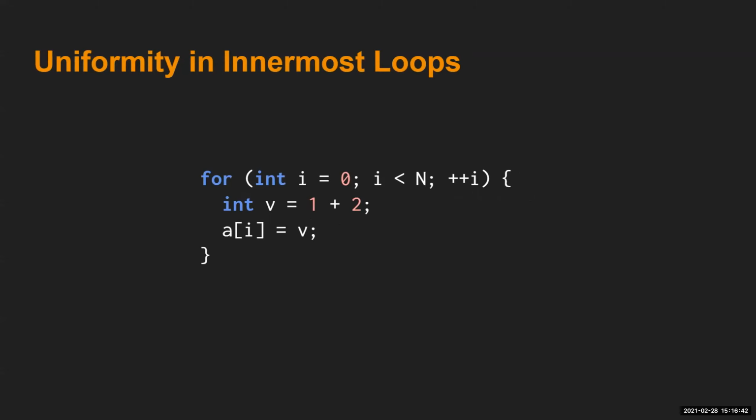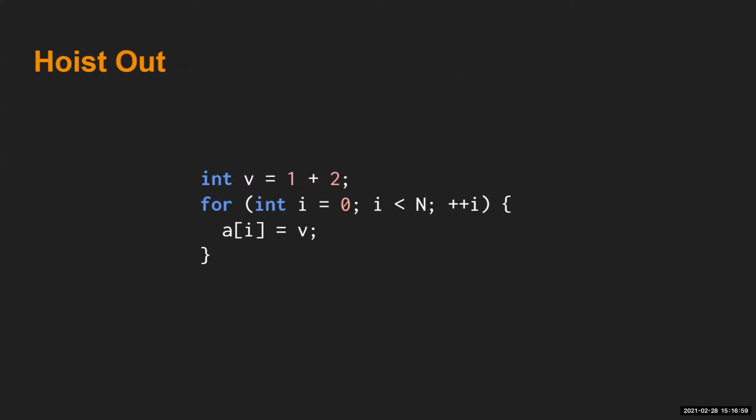Okay, now to the examples. First, innermost loops. Uniformity in innermost loops is really pretty simple. It's the same as loop invariance. So if you have an innermost loop, anything that's loop invariant is uniform, and anything that is uniform is loop invariant. So for example, here V is loop invariant and is also uniform. You can bring it out of the loop.